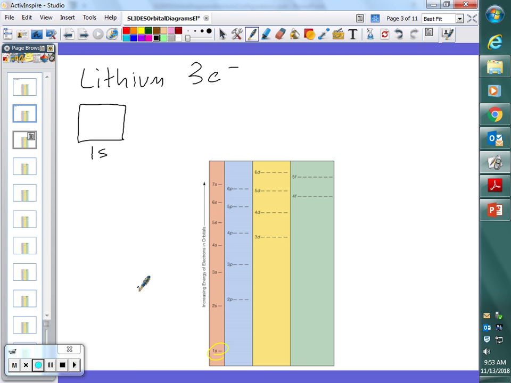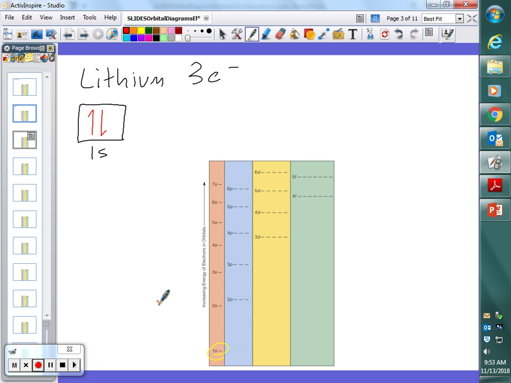We can label that box 1s. All right. So, here's our 1s orbital. We know that this 1s orbital can hold how many electrons? 2, right? And how do we distinguish the 2 electrons from each other? One arrow up, one arrow down. Okay? All right. Here's where lithium gets a little bit different. Is that orbital full? Yes, that orbital is full.